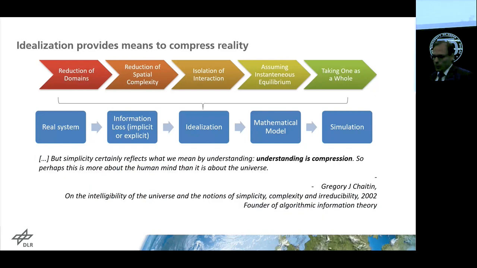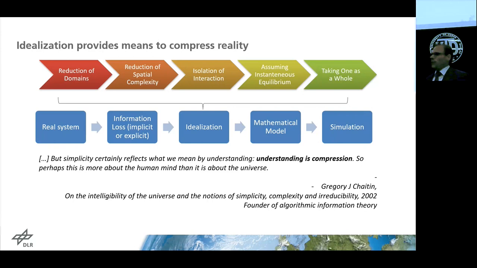And then also Chaitin, who is kind of the founder of algorithmic information theory, made this remark, which I think has really a lot of truth in it. "Simplicity certainly reflects what we mean by understanding. Understanding is compression." So perhaps this is more about the human mind than it is about the universe. And this is something we got to keep in mind.